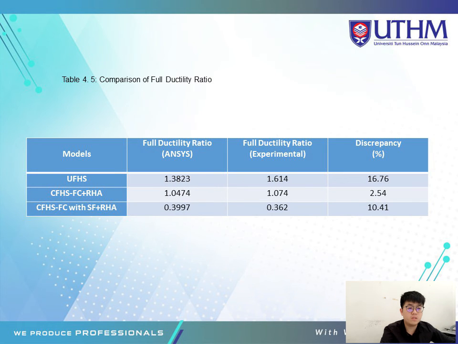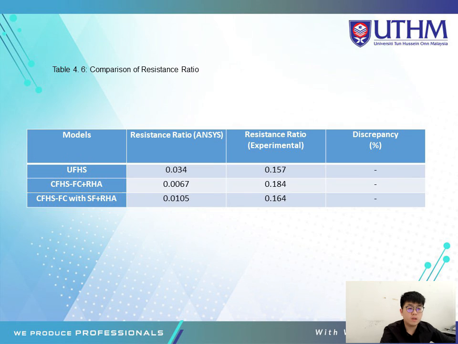Next, for the comparison of full ductility ratio, the discrepancy is shown in the table above. And lastly, for the comparison of resistance ratio, based on the table above, all these 3 models have a huge discrepancy, which is considered not acceptable in this study. This may be due to the lack of information on the stress strain curve from the previous experiment by Ahmad Luqman.